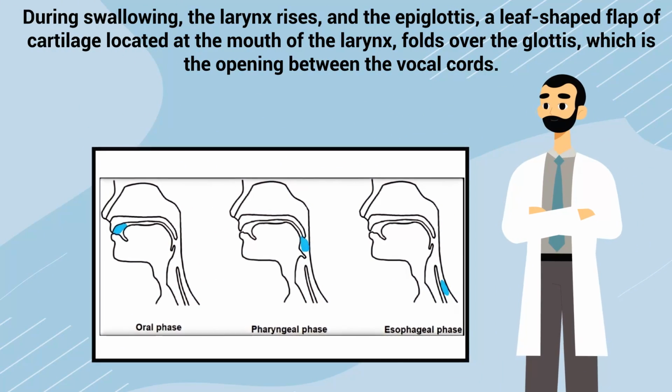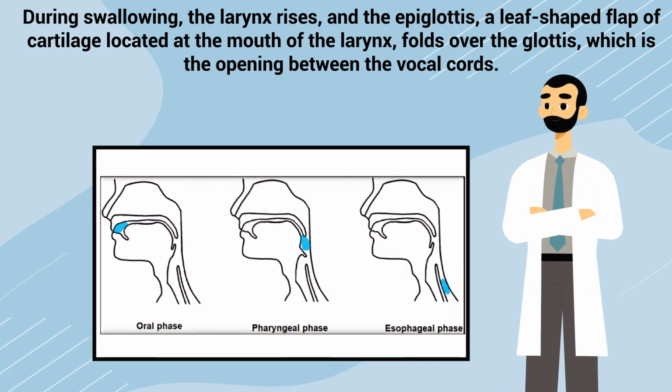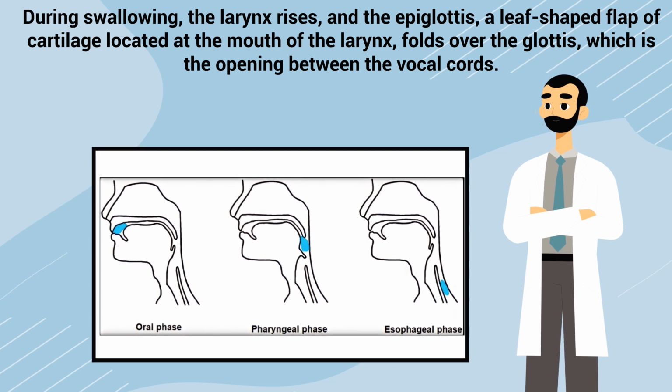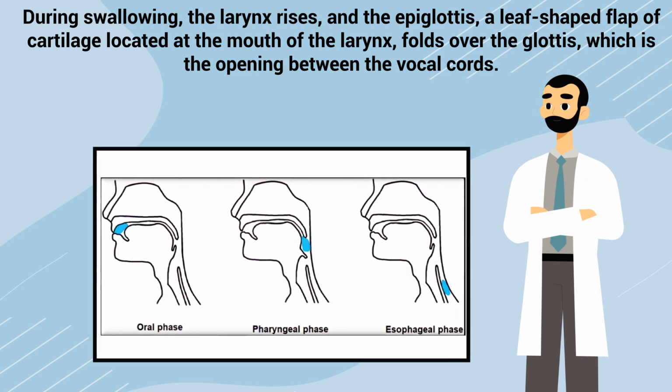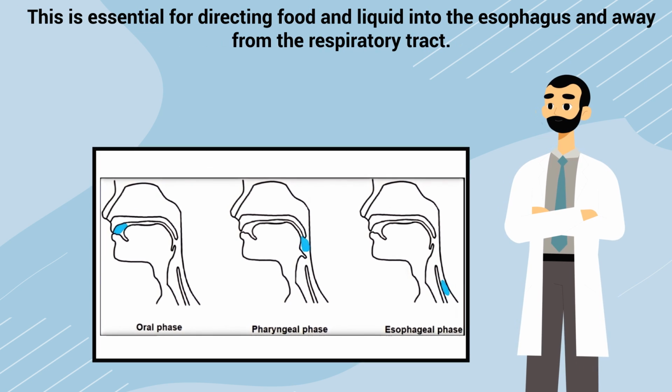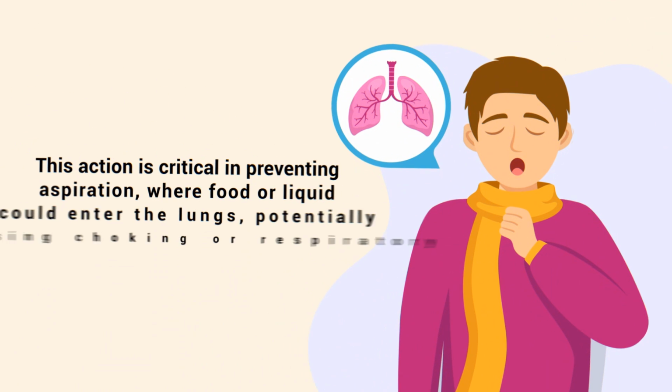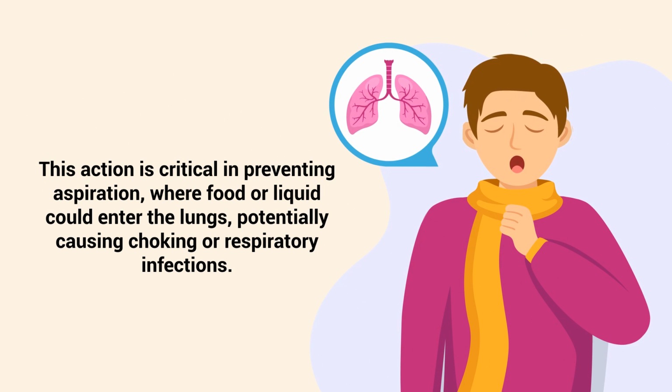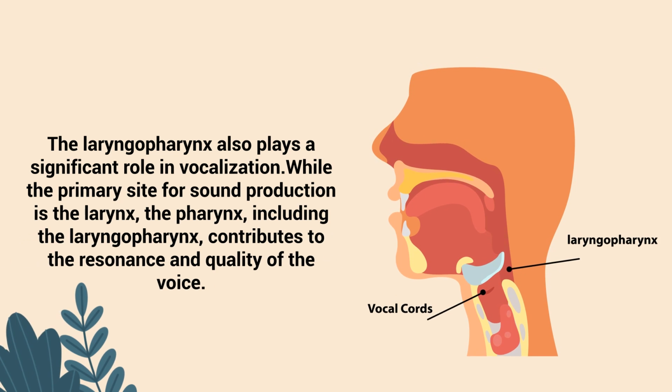During swallowing, the larynx rises, and the epiglottis, a leaf-shaped flap of cartilage located at the mouth of the larynx, folds over the glottis, which is the opening between the vocal cords. This is essential for directing food and liquid into the esophagus and away from the respiratory tract. This action is critical in preventing aspiration, where food or liquid could enter the lungs, potentially causing choking or respiratory infections.